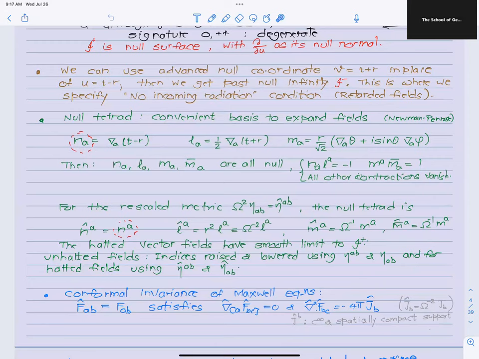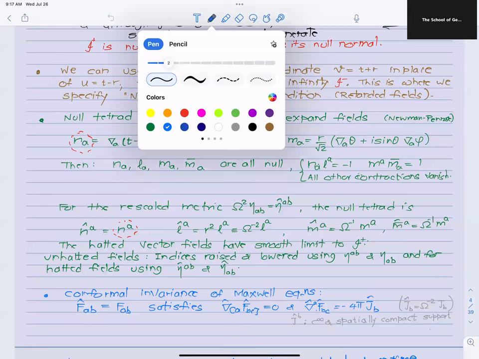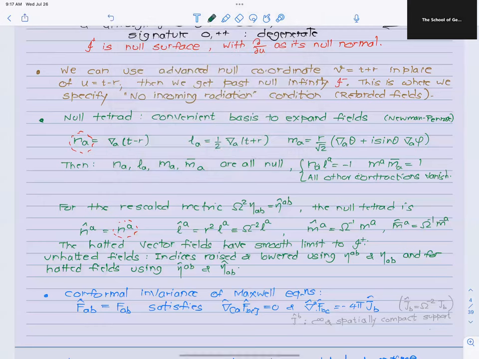to be, this is something that you can check. I'm leaving you exercises up here. You can check here that if we just set N hat equal to N, and L hat equal to R squared L, and M hat and M bar hat related to M and M bar, but by this formula, then again I get a null tetrad.